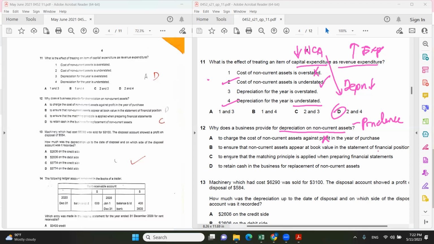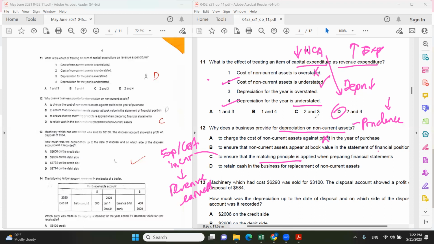Okay. To ensure the matching. Prudence means not to overstate the profit and the asset. Whereas matching concept is talking about the cost of the expenses incurred being matched against the revenue earned.